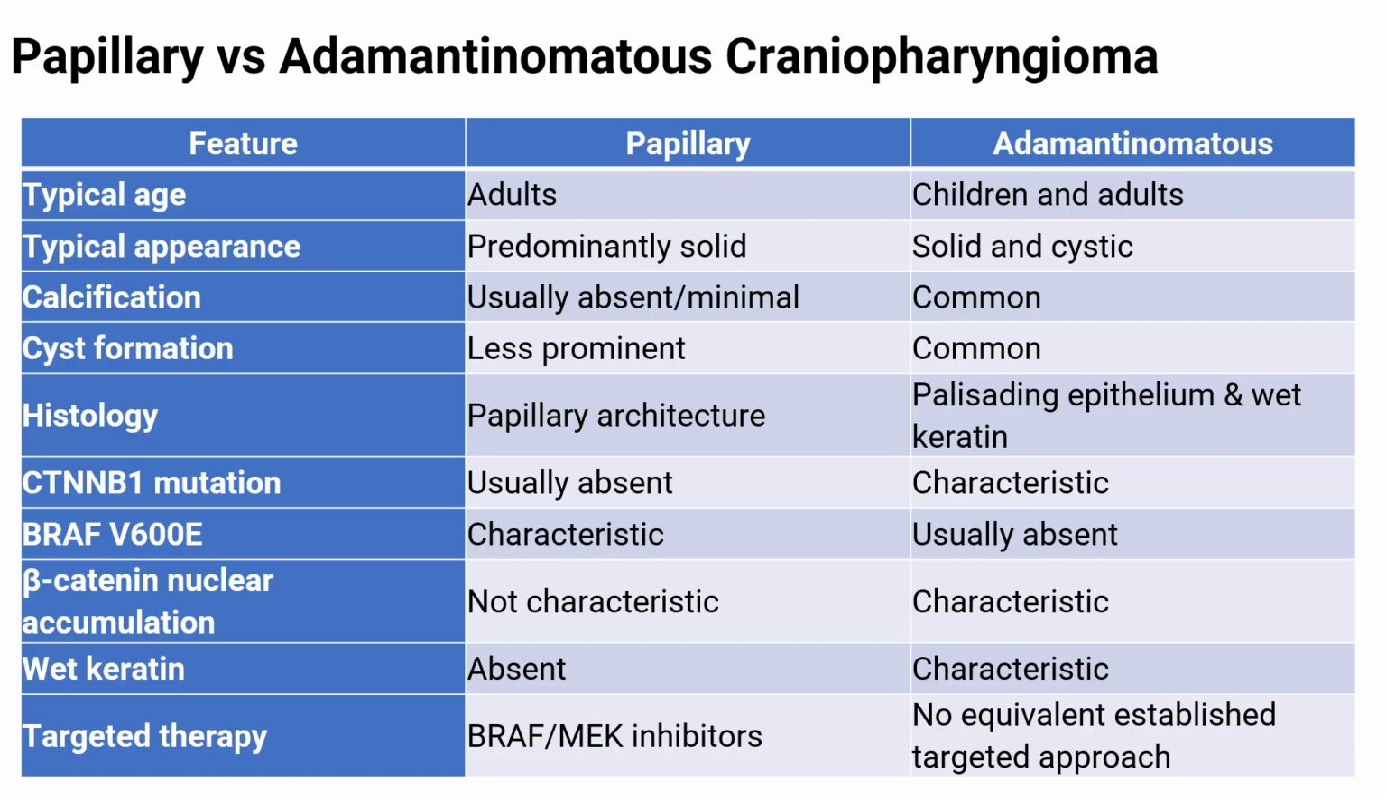Adamantinomatous craniopharyngioma occurs more often in children and commonly has cystic components and calcification. It is associated with catenin beta-1 gene mutations and nuclear accumulation of beta-catenin, with wet keratin as a characteristic histopathological feature. The key distinction is simple. Papillary craniopharyngioma is typically an adult solid tumor with the BRAF proto-oncogene valine 600 to glutamic acid mutation, whereas adamantinomatous craniopharyngioma is often cystic and calcified with catenin beta-1 and beta-catenin pathway abnormalities.